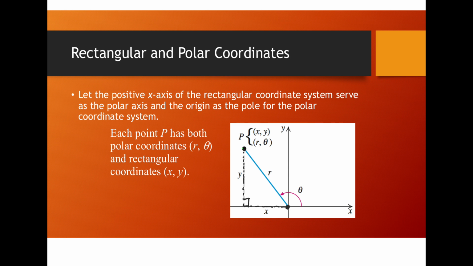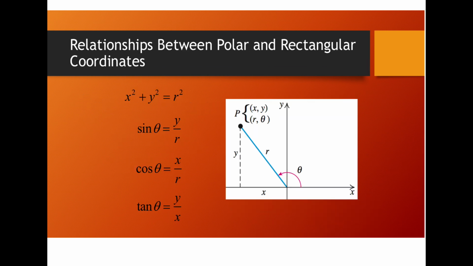So letting the x-axis of the rectangular coordinate system serve as our polar axis, and the origin serving as the pole for the polar coordinate system, then each point has both polar coordinates, or we can express it this way, or we can express it this way. As you might guess then, there are connections we can make. Notice that r becomes the hypotenuse of that triangle that's created. And so we can make a bridge between both of these systems, and we'll do that here on the next page.